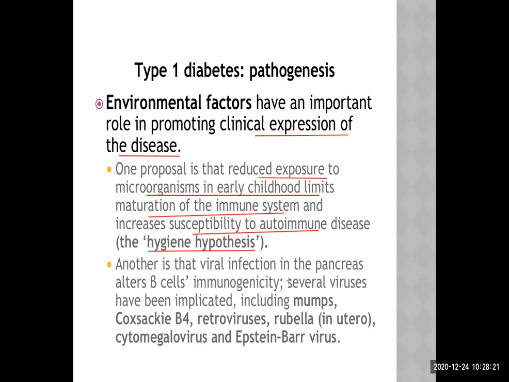Okay. Now, another is that viral infection in the pancreas alters the beta cells' immunogenicity, and several viruses have been implicated here, including mumps, Coxsackie-B4 virus, retrovirus, rubella, which may attack inside the uterus, cytomegalovirus, and Epstein-Barr virus. But among them, the important ones from the exam point of view are mumps and Coxsackie-B4 viruses. Okay, so they may directly damage or change the immunogenicity of the beta cell.